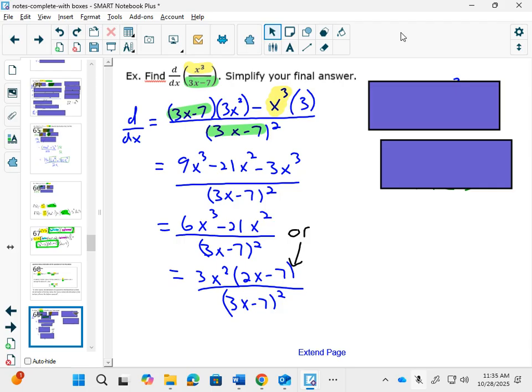So I'd like you to try using this new rule. Try to memorize the quotient rule. And in the next 3, you'll also have to practice all of your other shortcuts as they come up as well. I'll put the answers up in a bit.